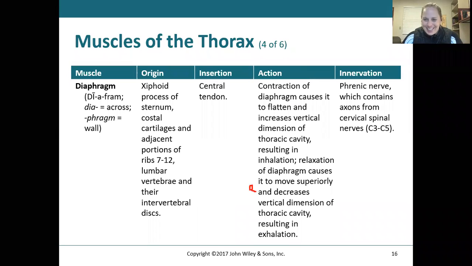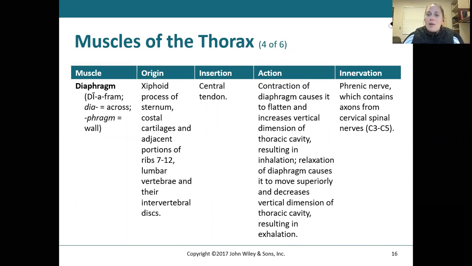Okay, so the diaphragm. The origin is going to be the xiphoid process of the sternum, so you're recognizing that there's a lot of muscles that are kind of being tethered to that region. The costal cartilages of the adjacent portions of the ribs 7 through 12, the lumbar vertebrae, and their intervertebral discs. Its insertion is the central tendon, and then for its action, the diaphragm causes a flattening and increased vertical dimension of the thoracic cavity, resulting in inhalation. Relaxation of the diaphragm causes it to move superiorly, resulting in exhalation. So literally, this is the muscle that's allowing you to breathe in, breathe out. So that's your diaphragm. Super important.